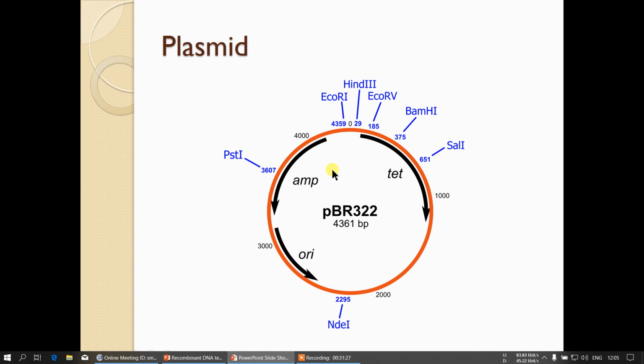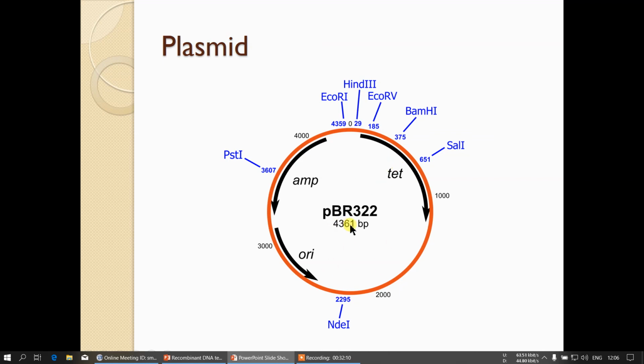This is one figure of the plasmid. You can see this is the double stranded DNA, shown in the orange slide. Then there are different features like AMP, TET, and the origin of replication. If the plasmid wants to multiply, the replication starts here. The whole plasmid sequence is known to us, which is an advantage. Suppose this is the AMP site: this gene produces a certain protein which gives resistance against the drug ampicillin. The TET gene produces resistance against the drug tetracycline.